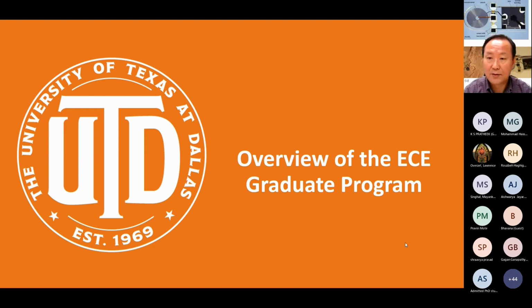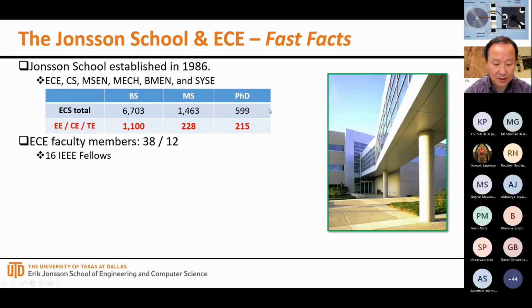So next, I'd like to talk about the ECE graduate program. First, I'd like to give you the fast facts about our engineering school here at University of Texas at Dallas. The Erik Jonsson School was established in 1986. So our engineering school is a pretty young school, and the university itself was established in 1969, so it is also a pretty young university.